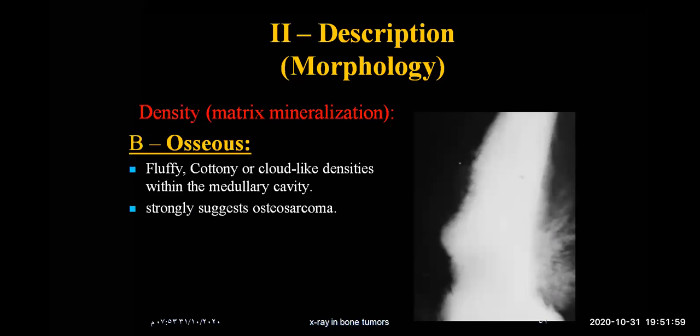The osseous lesion or the osteoid lesion will give what is known as cotton or fluffy or cloud-like appearance, like this one, cotton or fluffy appearance. Okay, and this almost all the time suggests osteosarcoma.